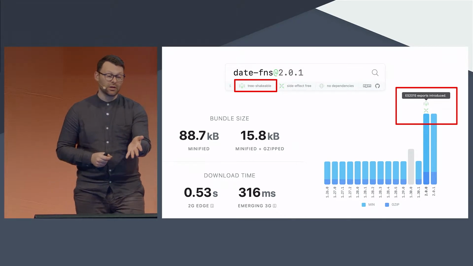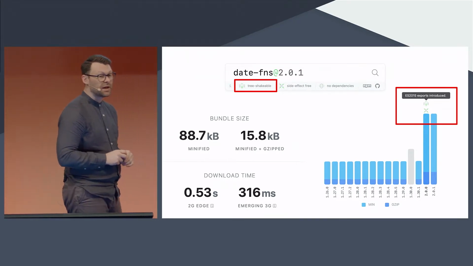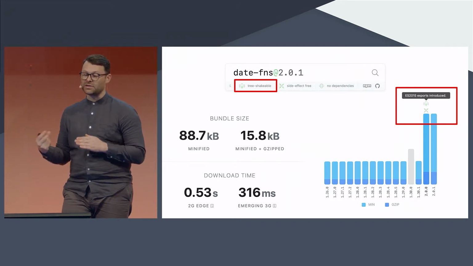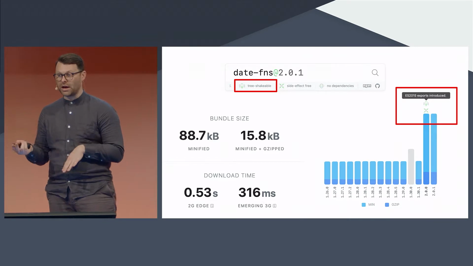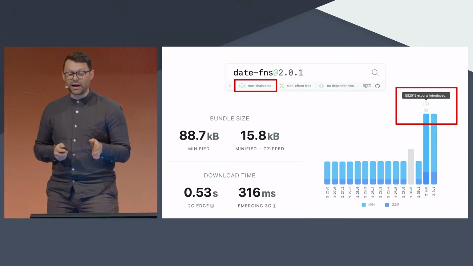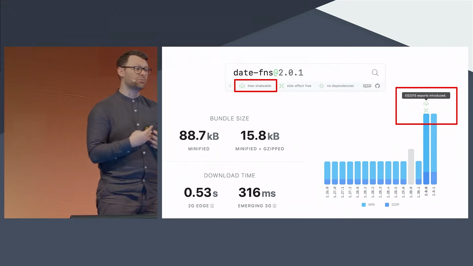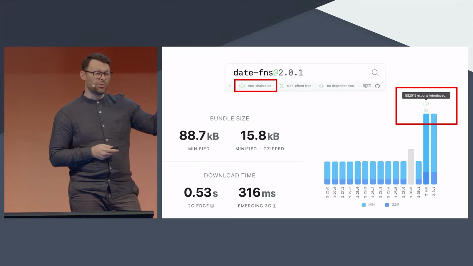In particular, something that's very interesting is for the date-fns library at version 2.0, we can see that the size of the library has increased quite dramatically. The reason that that happened is because they've changed the library. Before, it was only exporting ES5, but now it's doing ES2015, so it has modules built in. And you may notice that I've highlighted that the library is tree shakeable.